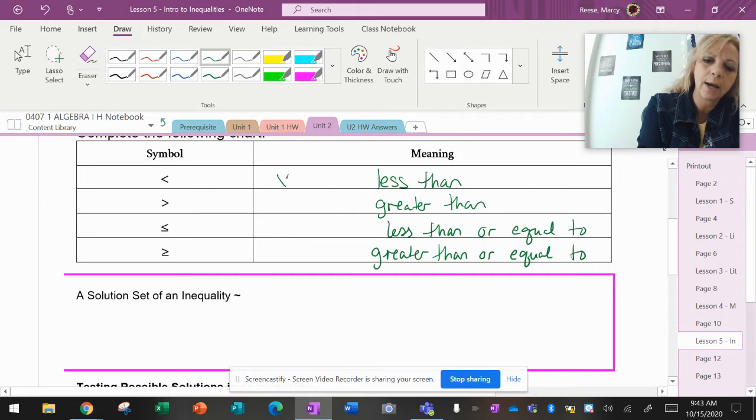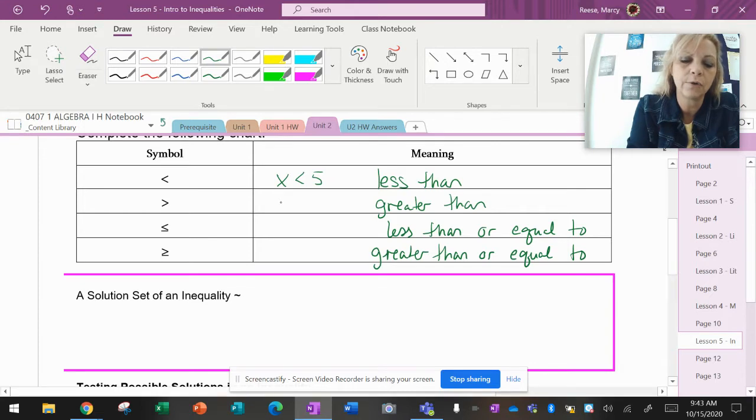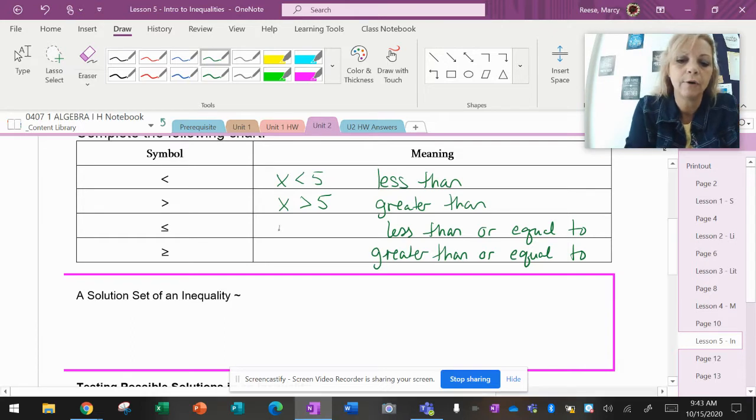So when I say x is less than 5, that means those are all the values for x that are under 5. So 4, 3, 2, 1, 0, right? For this one, x is greater than 5 means any number above 5: 6, 7, 8, 9, 10, right? Those two do not include the number 5. Now, if I do this with an equals to, that means it can include 5 for both of these.